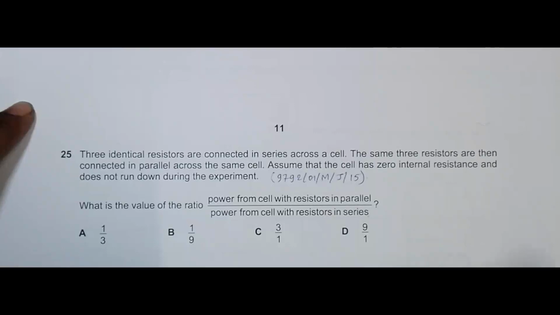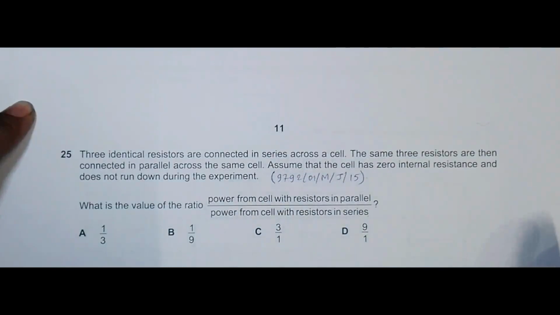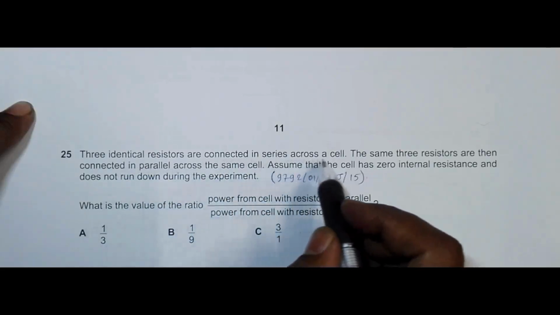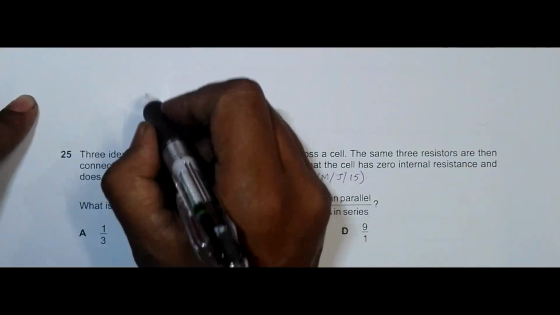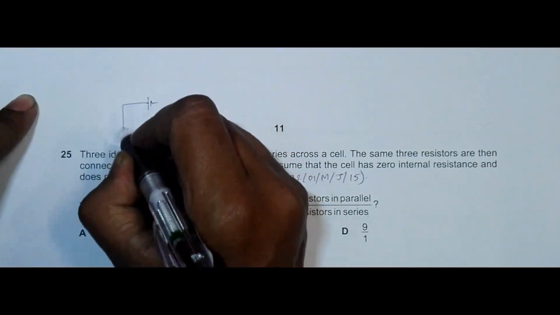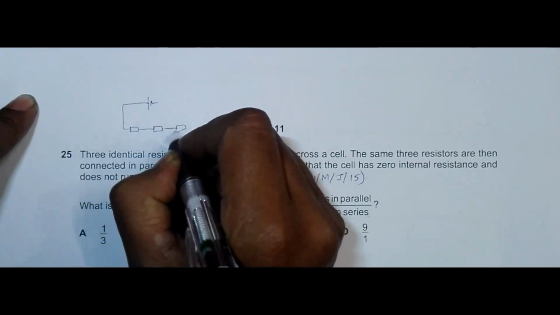Hello folks, again a beautiful question for you from another board, but very useful, as I always stress. It says that three identical resistors are connected in series across a cell. So that means that if we have a cell here, we have got three resistors in series, somewhat like this.